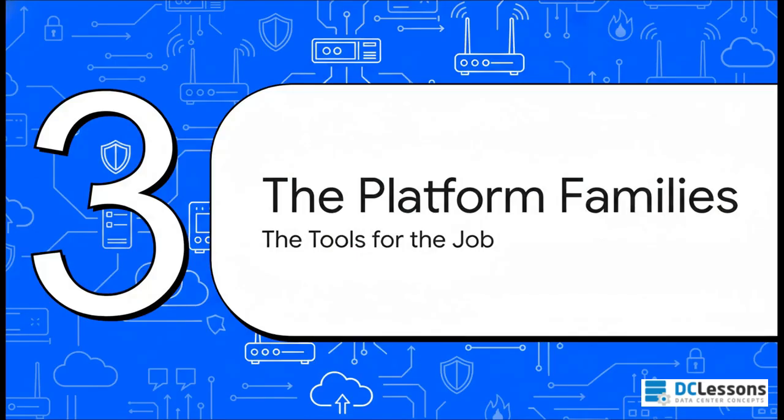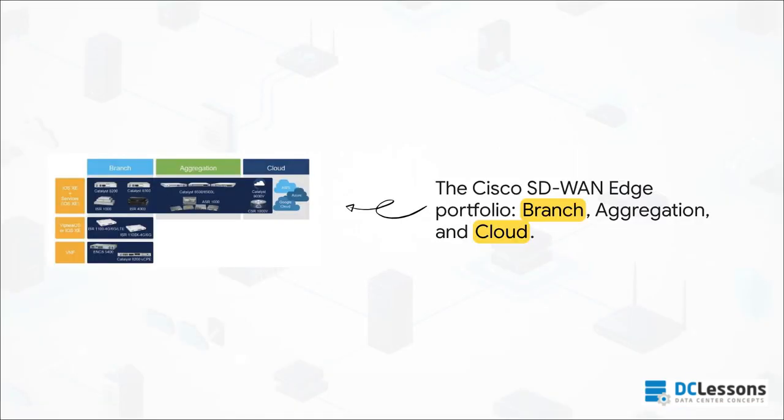All right, so we've seen the big picture strategies. Now it's time to talk about the tools for the job. Let's dig into the actual hardware, the physical and virtual boxes that make all these designs a reality. Because you can have the best strategy in the world, but you still need the right gear to pull it off. This here is a great map of the whole SD-WAN Edge portfolio. Cisco has broken it down into 3 main buckets, which pretty much cover any situation you can think of.